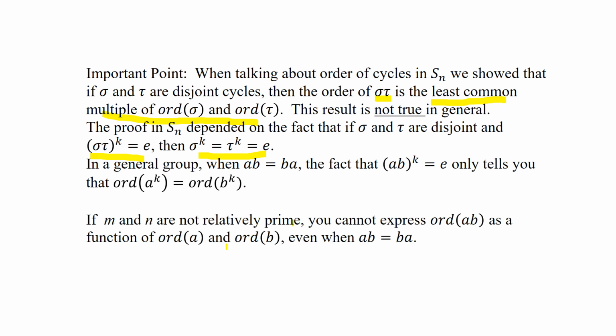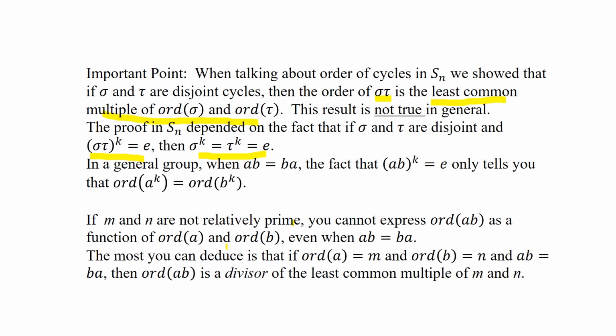In a general group, if m and n are not relatively prime, there's no formula that will tell me what the order of AB is as a function of the order of A and the order of B, even when I know that A and B commute. The best I can do is to say that if I have two elements of finite order and they commute, then the order of the product is a divisor of the least common multiple of the two orders. I don't know which divisor it is, I just know it's some divisor.